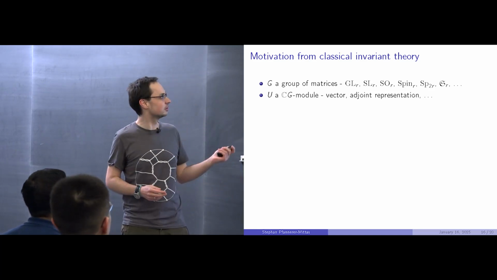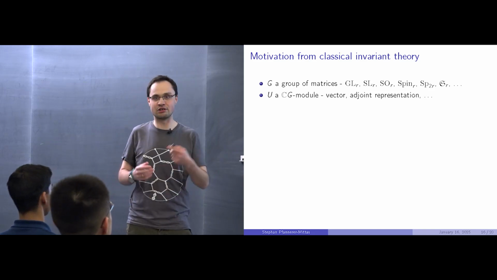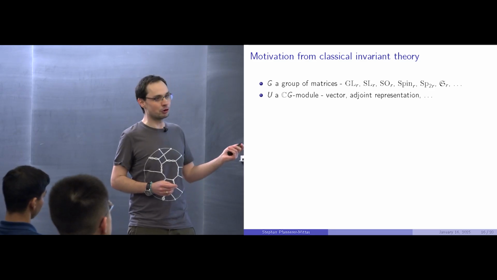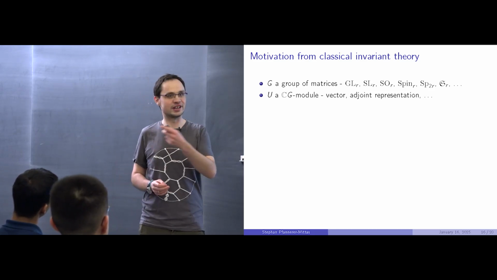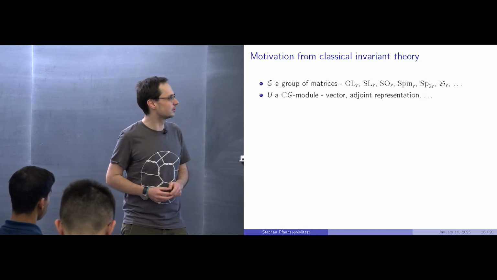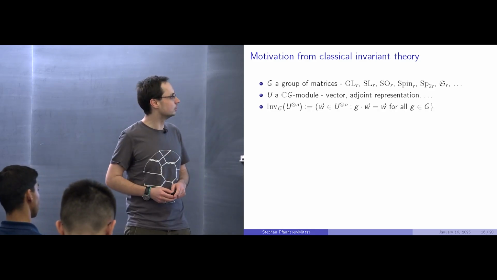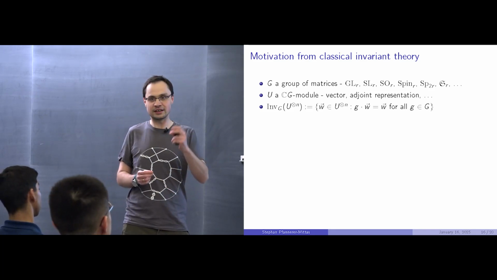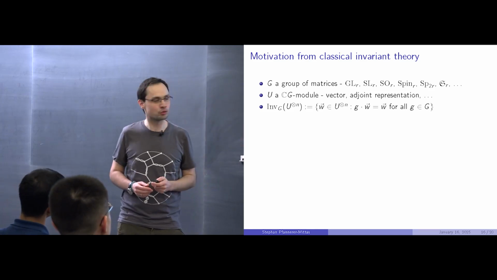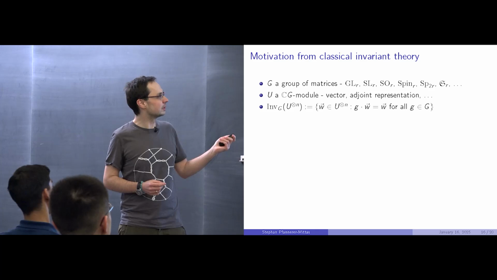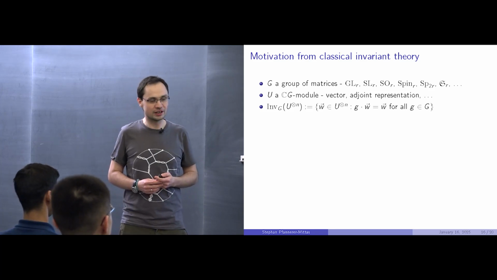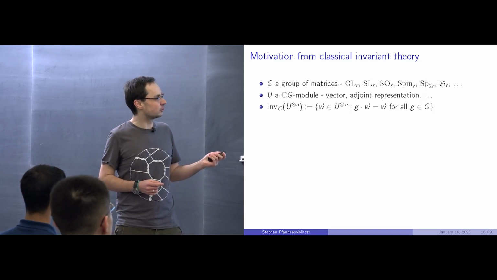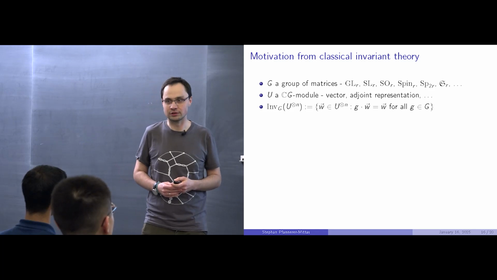So we have some group, some matrix group, like the general linear group or the special linear group, SL_r, and we have some representation, like the vector representation, the adjoint representation, whatever representation you care about. And then we're interested in taking a bunch of copies of that representation, a tensor product of them, and still having G act on that tensor product. And then you want to know in classical invariant theory, what are the tensors that don't change by the group action?